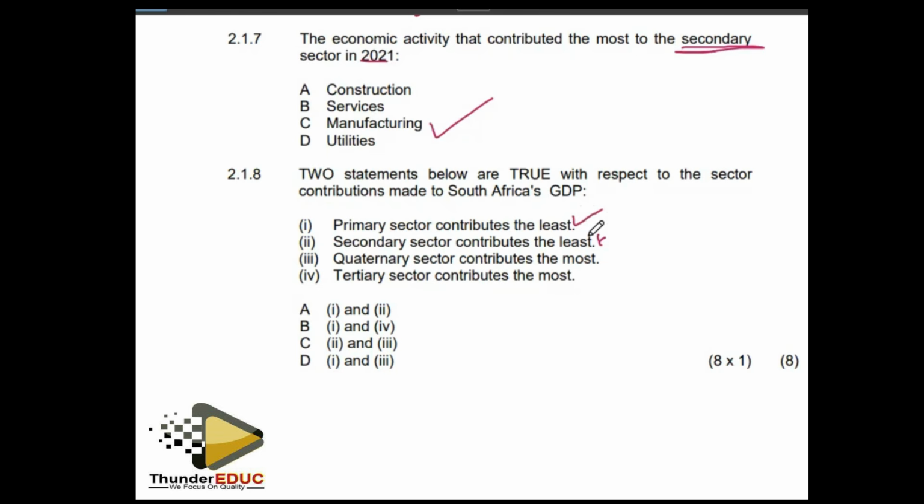Or quaternary sector contributes most. This is not true. So obviously, where we have 2 and 5, tertiary sector contributes most, which is true. So 2 and 5 is right. In these options, which one is 2 and 5? 1 and 5 is B. So obviously the answer becomes B.